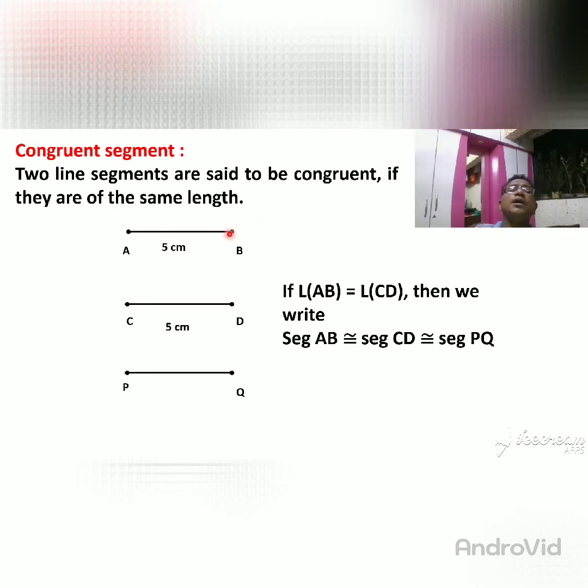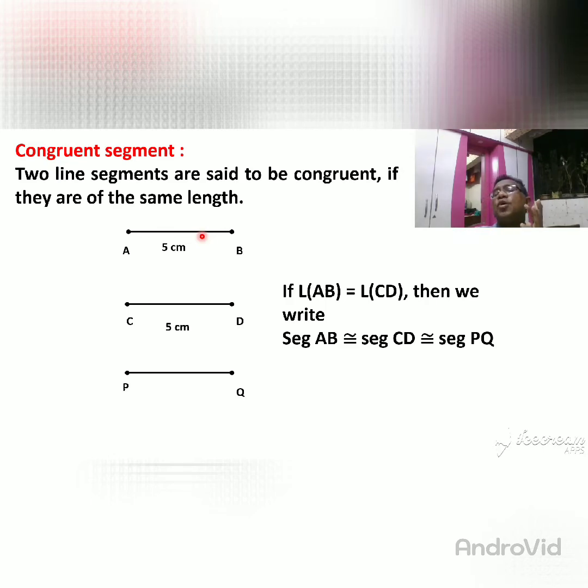Second property: if the first segment is congruent with the second segment, when they are congruent, when their lengths are equal, say 5 and 5. So when the first segment AB is congruent with the second segment CD, then we can say the second segment is also congruent with the first segment. So this is the second property.